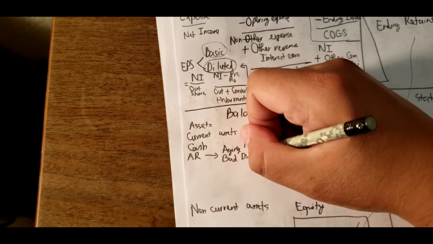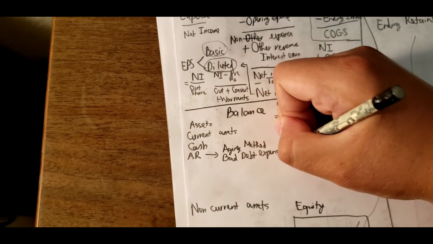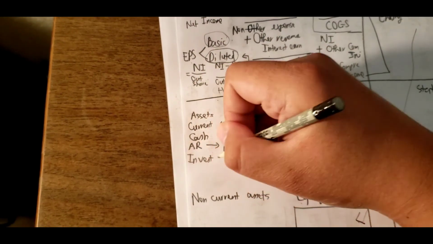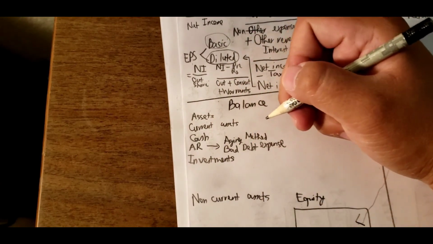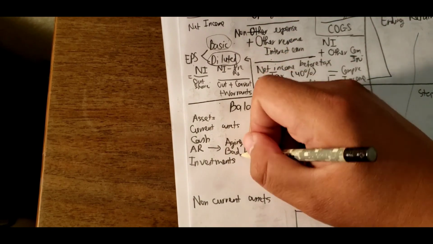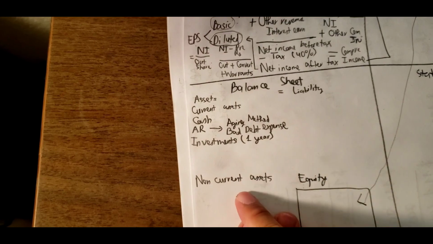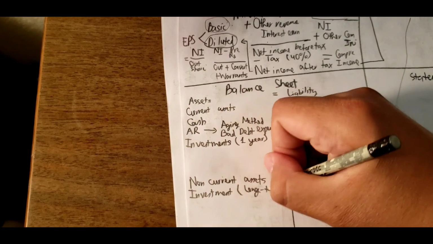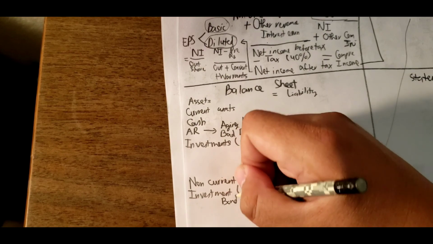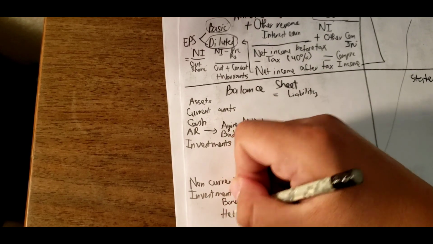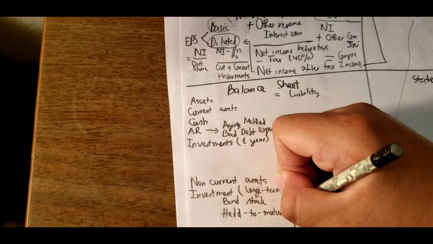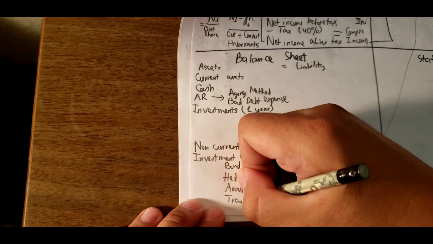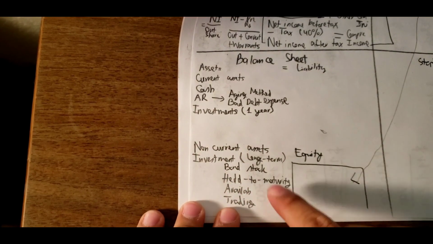bad debt expense, and this one for customers. We have short-term investment. Investment is something that you hold only 1 year. Here we have another investment, but long term, just like bonds and stocks: held to maturity, available for sale, and trading securities. This one we will learn in intermediate accounting.